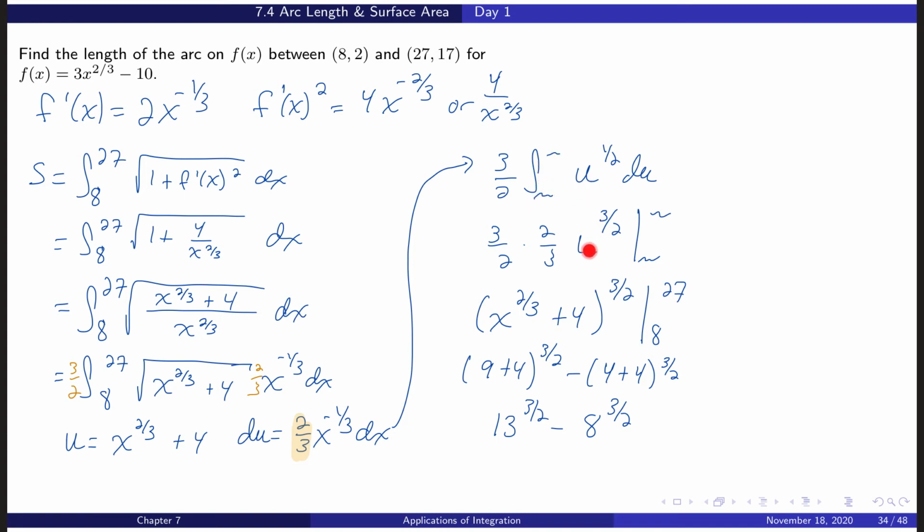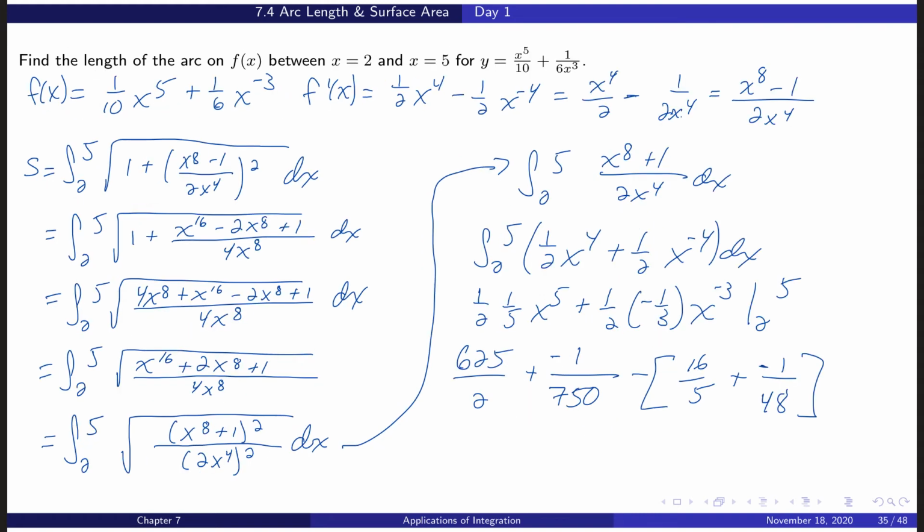Take the antiderivative of u to the 1/2, you get u to the 3/2 times 2/3. Those coefficients cancel out. Replace your u back with your x statement. Replace your values back with x equals 8, x equals 27, substitute, and the final arc length is 13 to the 3/2 minus 8 to the 3/2.